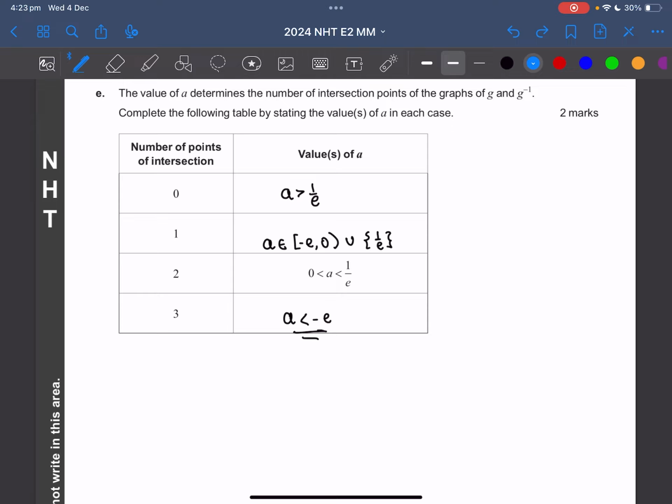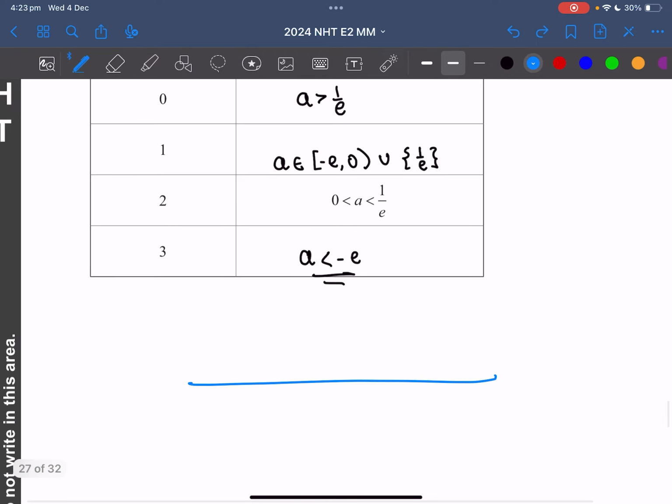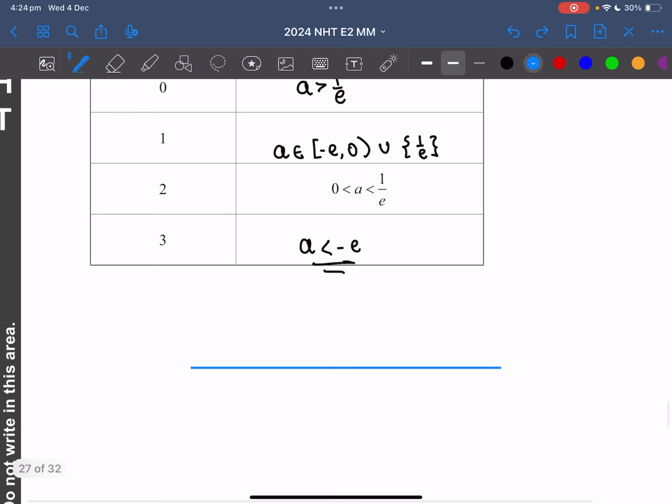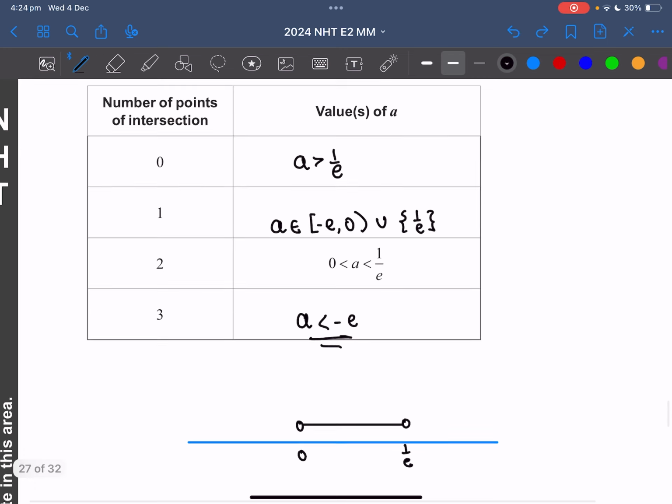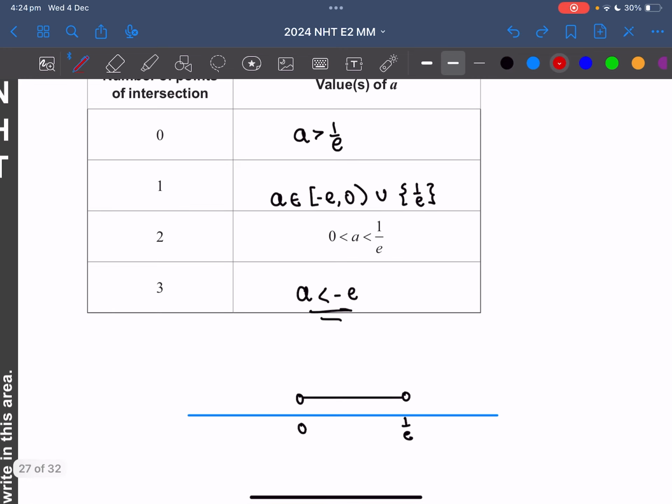I mean, there is a way that we can check. If I were to draw a number line real quickly, let's start with what they have given to us. So from 0 all the way to 1 on e. Okay, so 0, 1 on e. We have two intersections. Let's go from here now. A is greater than 1 on e, so that is our second domain. That is for 0 intersections.